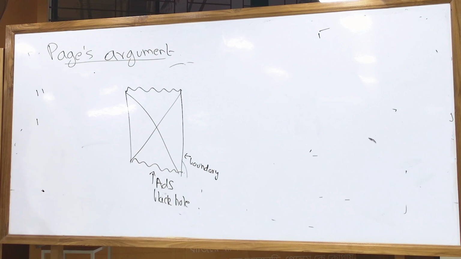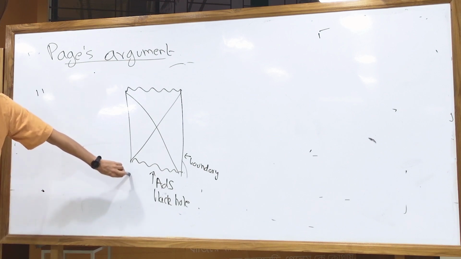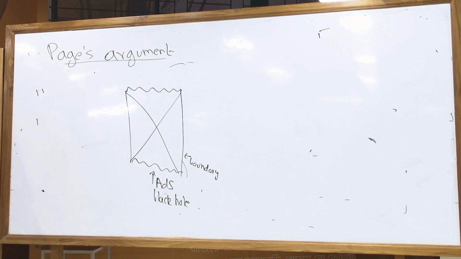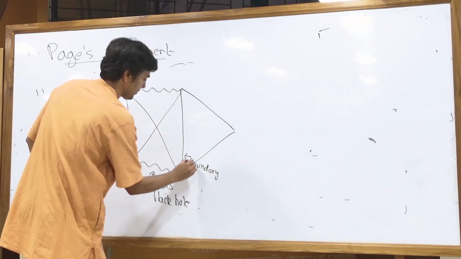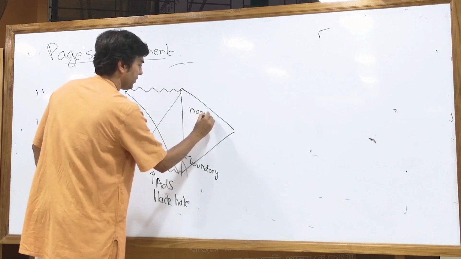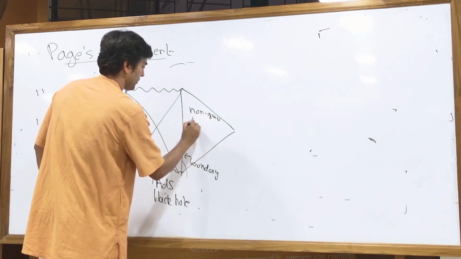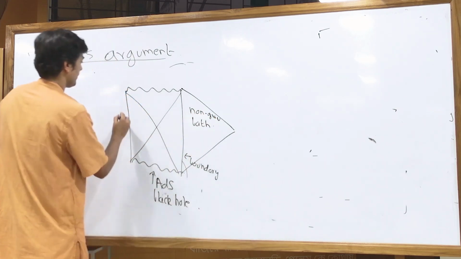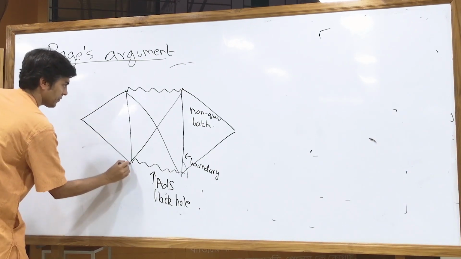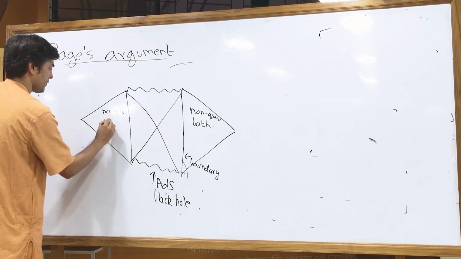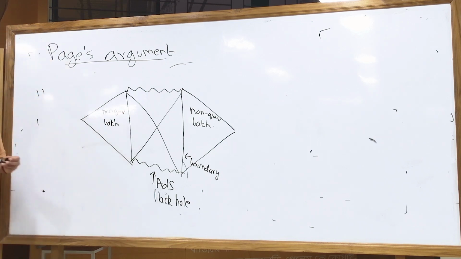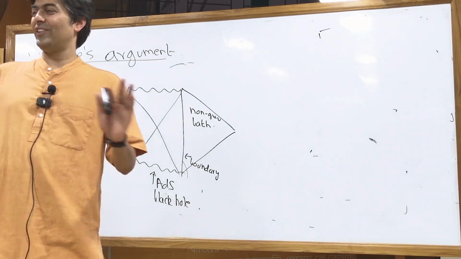What people do is they take a black hole in AdS, which is a gravitational black hole, and they couple it to a non-gravitational bath. This is a non-gravitational bath. The property of the non-gravitational bath is it doesn't have gravity. It's non-gravitational. That's the property. Okay. So it's a bath which does not have gravity.